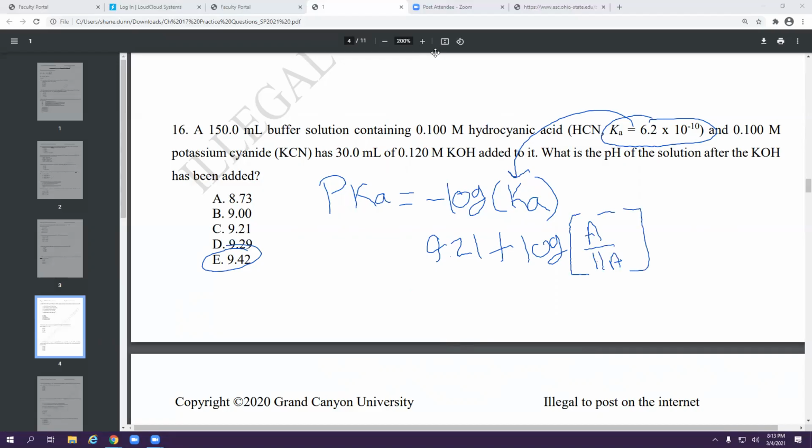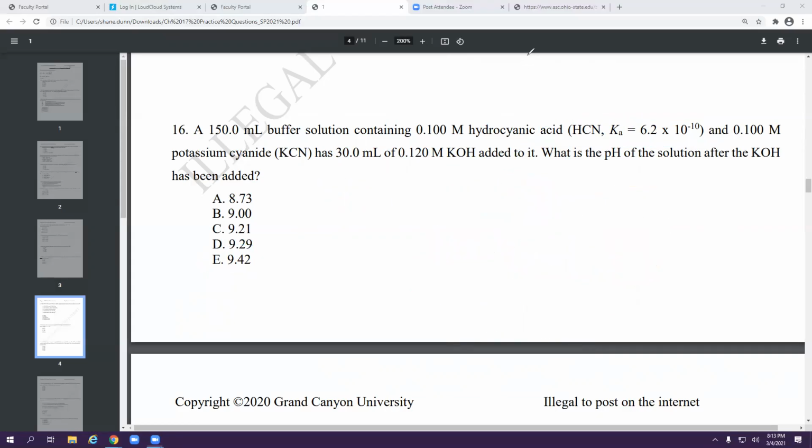So I didn't do this part yet because someone was lost on how I got the 9.21. If you do this, you get 0.21. 9.21, or not times, added by 0.21, you'll get 9.42. Does that make sense? Okay. Going down to 17.